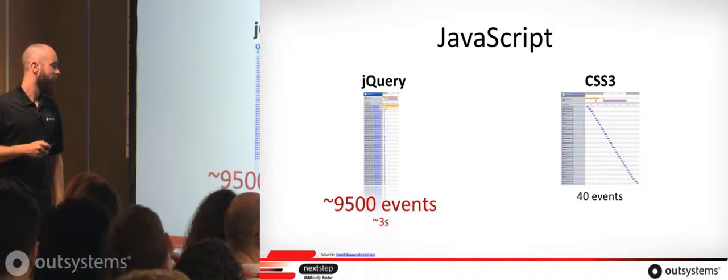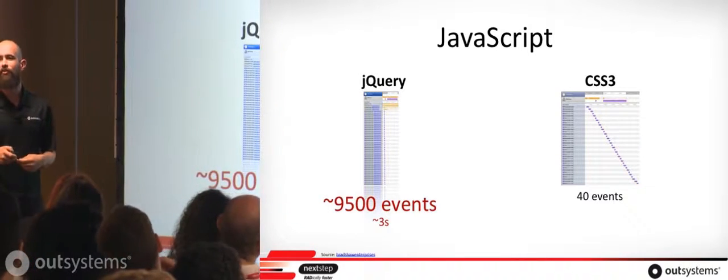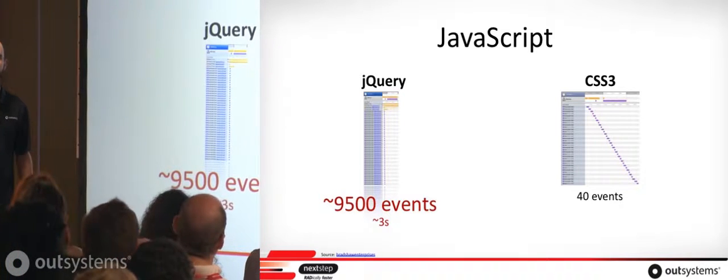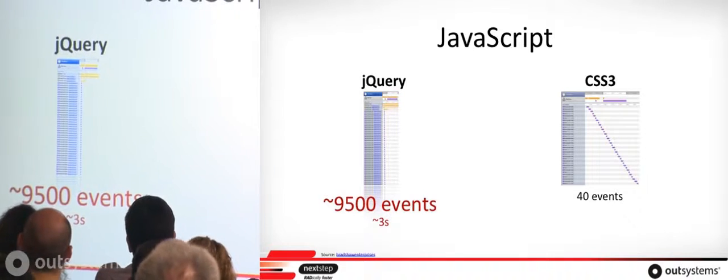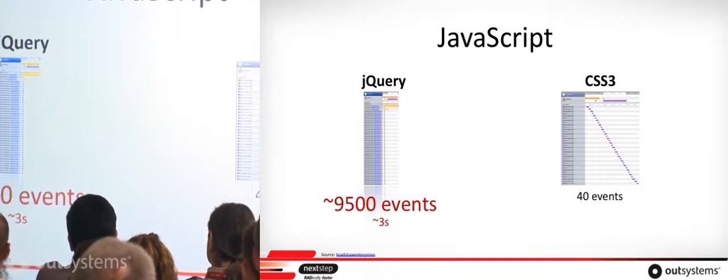In jQuery, it actually generated 9,500 paint events in the browser, and it took almost 3 seconds to do the animation.